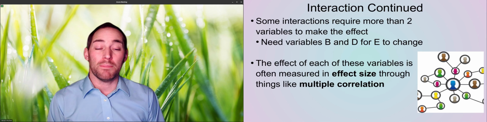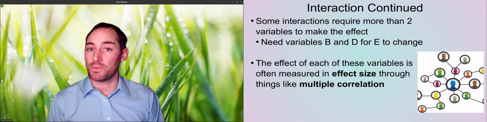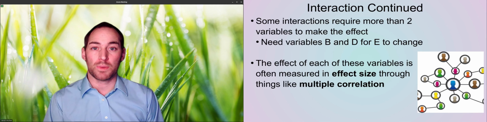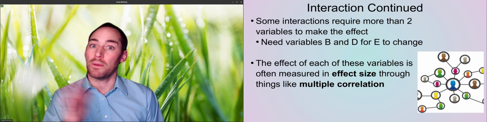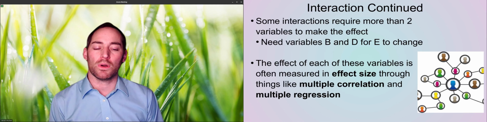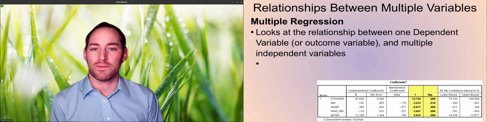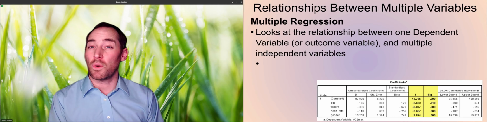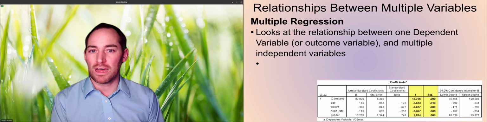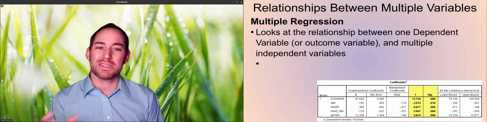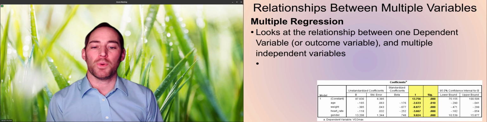So we can measure the effect size through things like multiple correlation. We can also look at it in causal variables through experiments, like how much did one group improve or how different was one group than another group. So multiple correlation, multiple regression can also give us effect size. As a reminder, multiple regression looks at correlation relationships. So again, this is not causal for multiple regression. You look at the relationship between some outcome variable and the multiple independent variables.